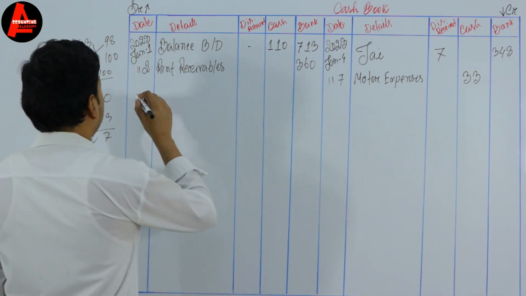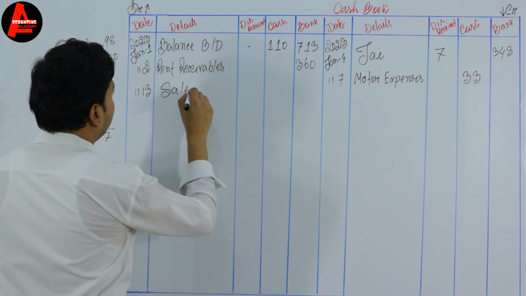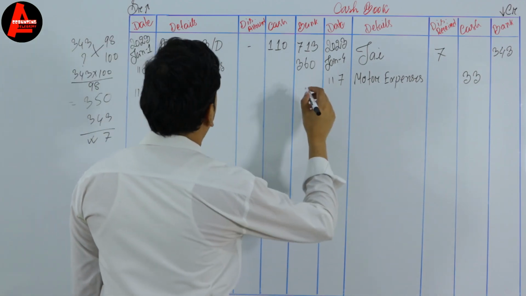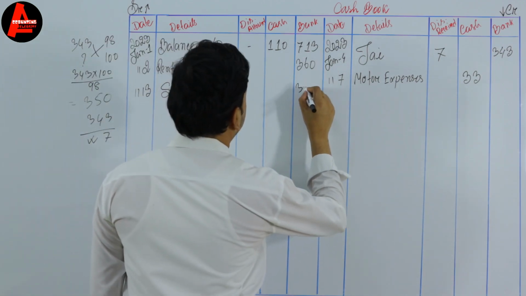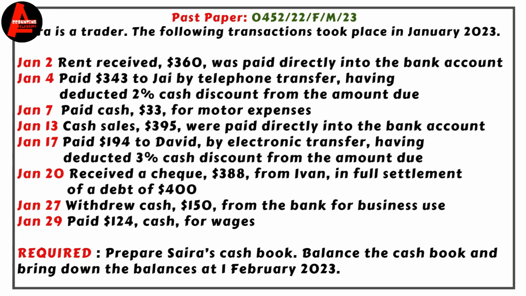So date first, January 13. Here we will write sales on the detail column, and the money will be on the bank column, 395. Okay, great. Then we have the next transaction, January 17.